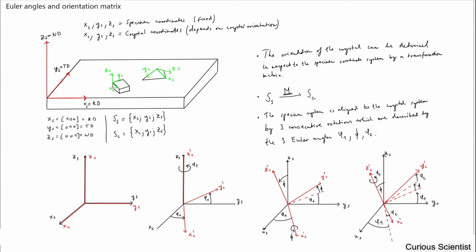If this is a vector, then this vector is perpendicular to this plane. So basically the normal vector of this RD-TD plane. And then I have these small letters here, XS, YS and ZS. This is basically just that these three coordinates belong to the specimen. So we fix a coordinate system to the surface of the specimen.